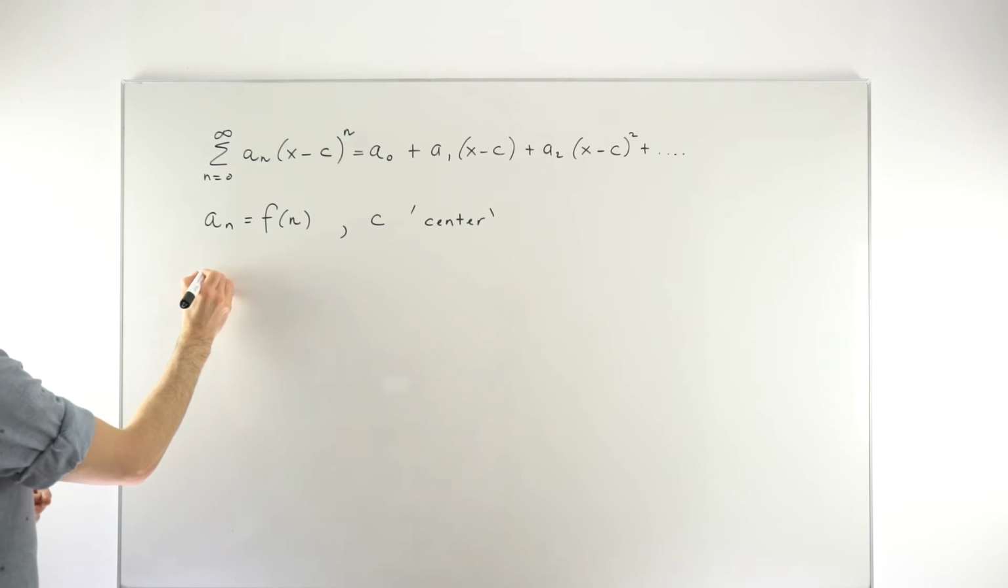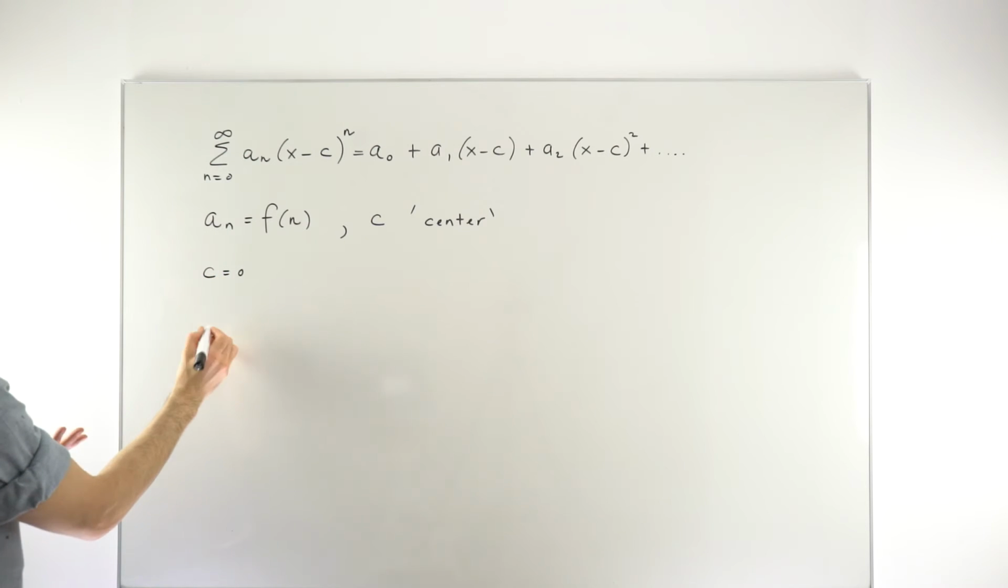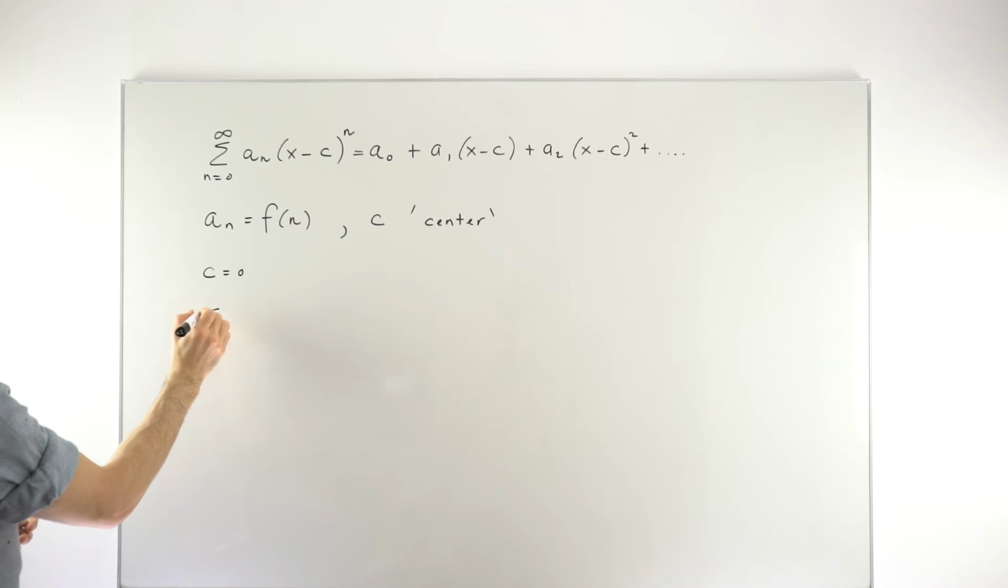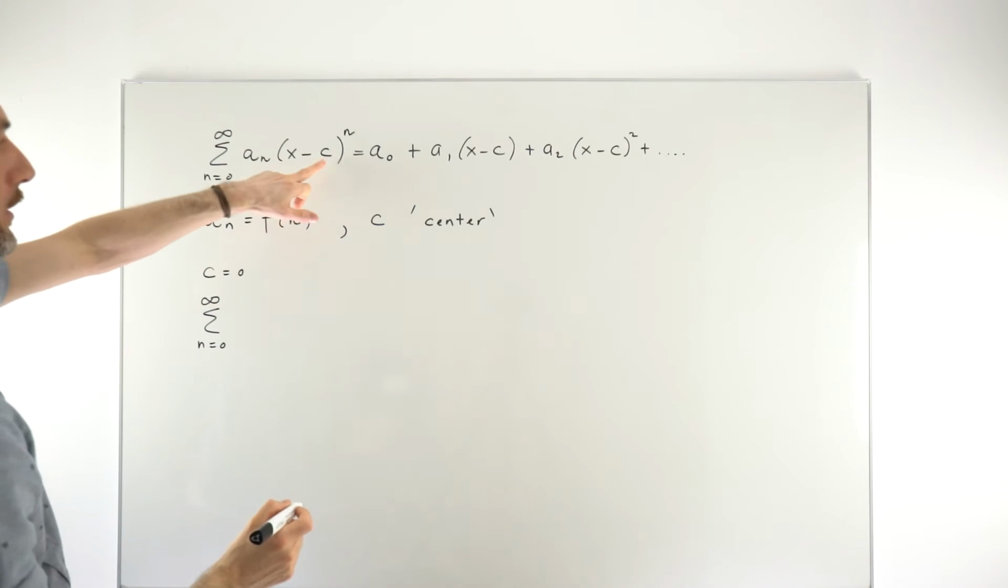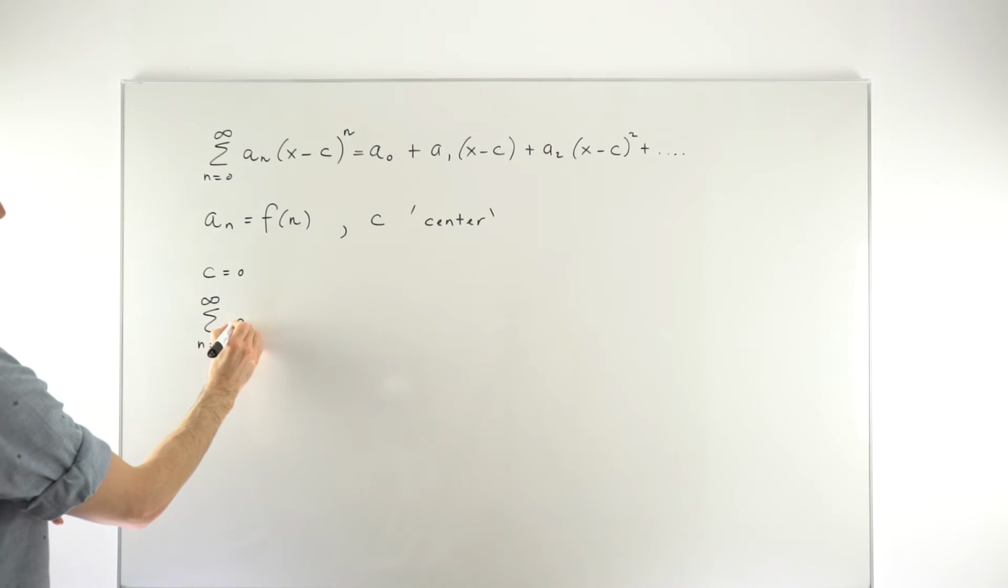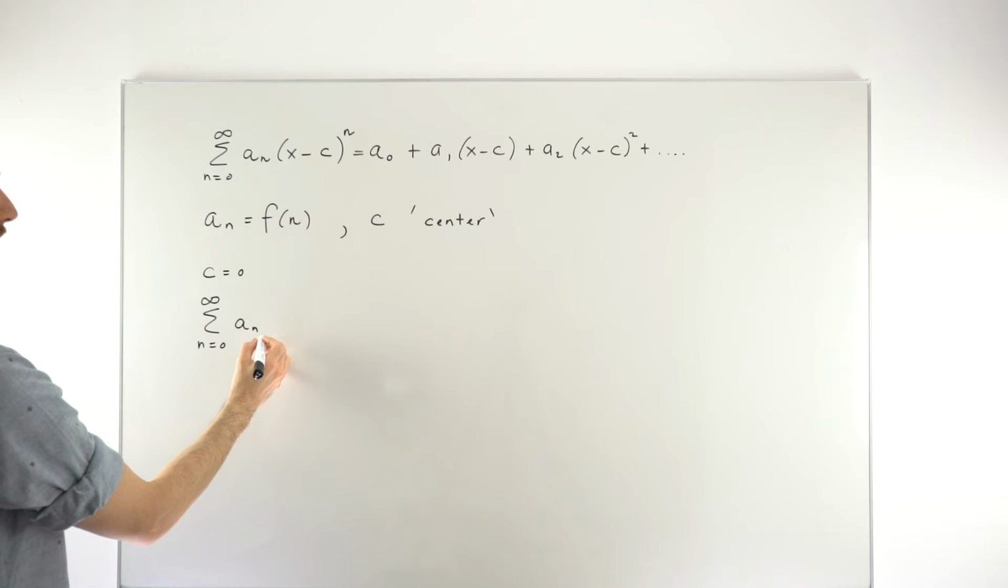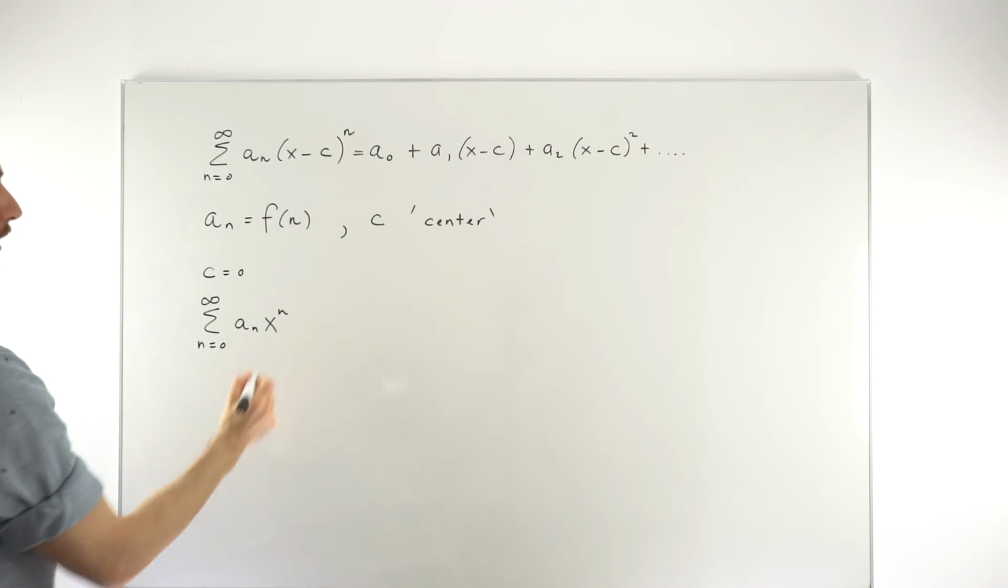Sometimes the center value, the c value, equals 0, in which case when c is 0 you get a more simple form of the general power series, because the c value here disappears and you're just going to get a sub n, the coefficient term, and then x to the power of n.